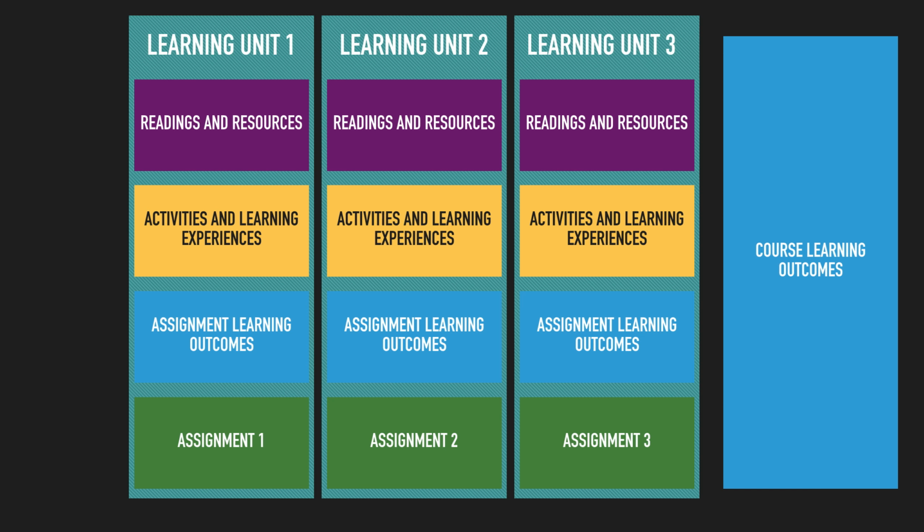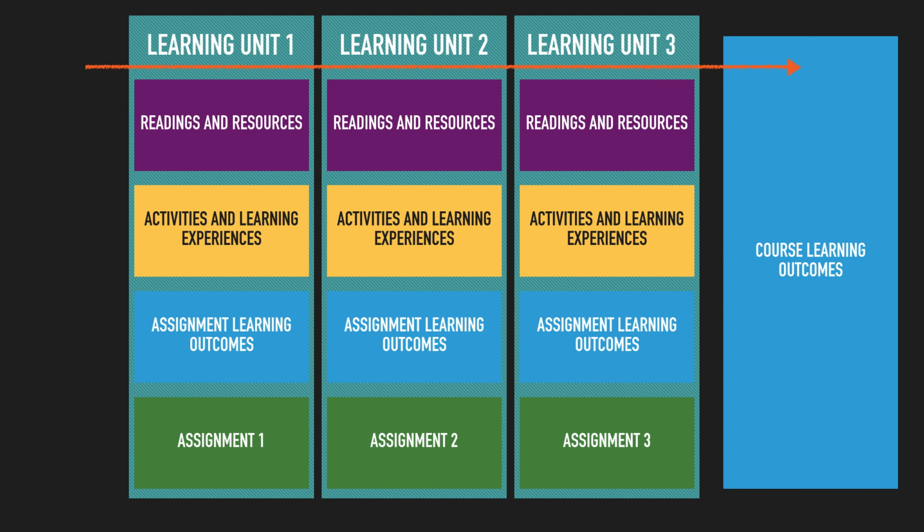Each learning unit includes readings and resources, activities and learning experiences, assignment learning outcomes, and then that major assignment at the end. And those are designed to build the students' skills and knowledge and confidence toward the course learning outcomes. The final element of our course design is to think about the overall trajectory, the overall movement through the course. That's represented by this orange arrow.